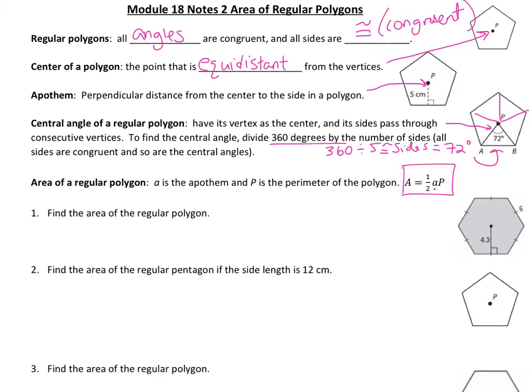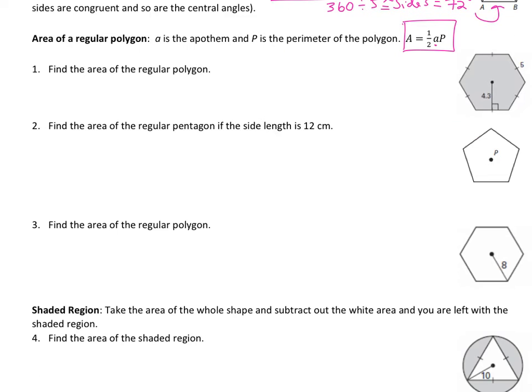Now the formula is going to be 1/2 times the apothem length times the perimeter of the full polygon around the outside. Number one, we're going to start out pretty simple. What I suggest you do on each question, off to the side and before you plug anything into your formula, is list out what the apothem is and what the perimeter is. That way it'll make it easier when you put it into your formula.